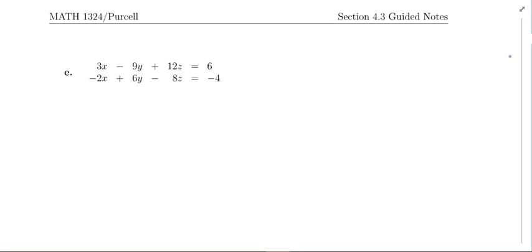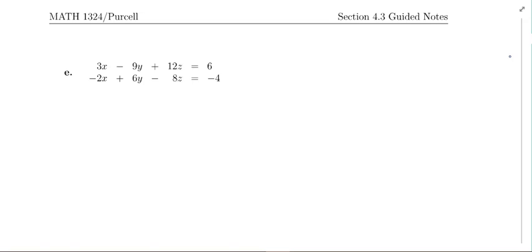Here is our system in example 3E. This one's an oddball because look at it. You've got two equations and three variables. We haven't encountered this just yet, as far as solving a system where the number of equations is different from the number of variables. Even though that's the case, you can still do the problem the same way using Gauss-Jordan elimination.